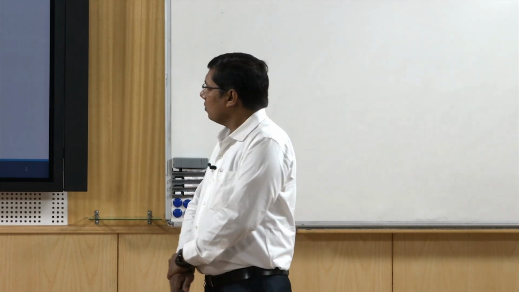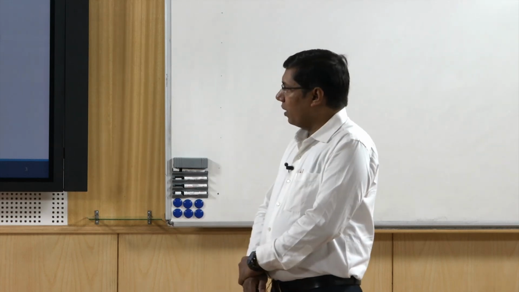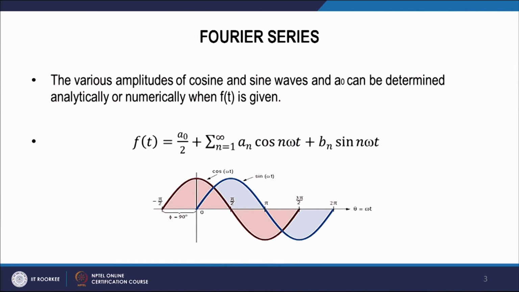So, here the Fourier series says that if we have a periodic function f(t), we can express this periodic function f(t) as equal to a0 by 2 plus sigma n equal to 1 to infinity, a_n cos n omega t plus b_n sin n omega t, where omega is the frequency of the periodic function.